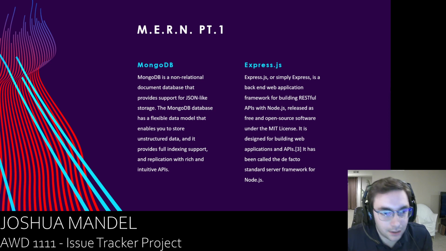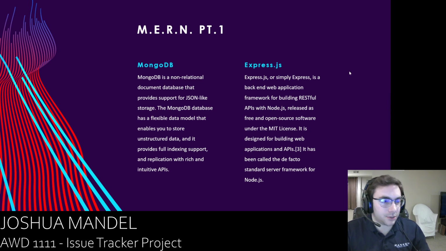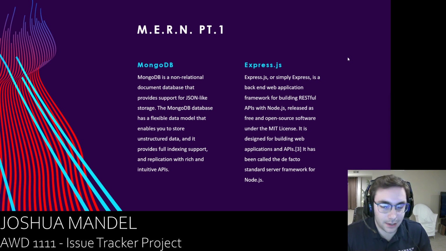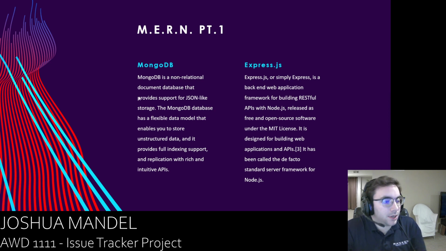So taking a look at some of these technologies, they're pretty interesting and most of them I had never heard of before starting this course. MongoDB is a non-relational document database that provides support for JSON storage, and the Mongo database has a flexible data model that enables you to store unstructured data, and it provides full indexing support and replication with rich and intuitive APIs, which is exactly what we built for this project.